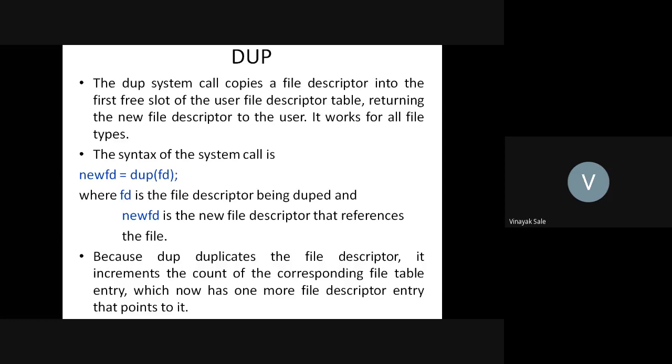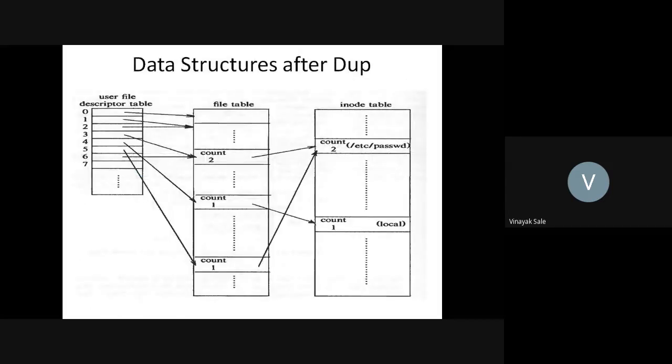Because dup duplicates the file descriptor, it increments the count of the corresponding file table entry, which now has one more file descriptor entry that points to it. See this figure carefully.